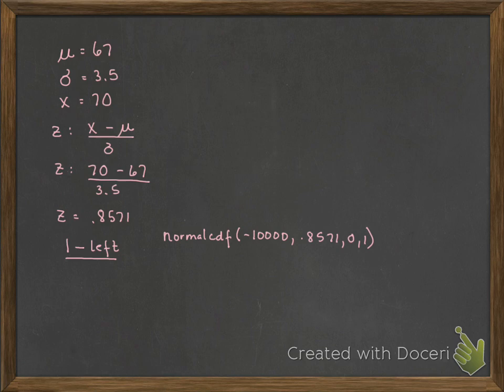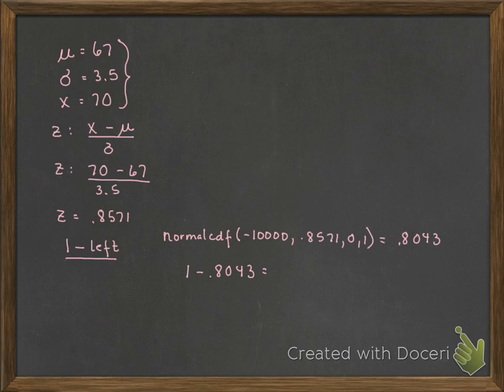So open up the normal CDF: negative 10,000, comma, 0.8571, comma, 0, comma, 1. And there you get your area to the left. So in other words, we have an extra step here. Actually, several steps, because when we're given this information, in order to use the z-score method, you have to find the z-scores, get the area to the left of that z-score, and then subtract it from 1 in order to find the area to the right. If we used raw scores, it avoids all of that.